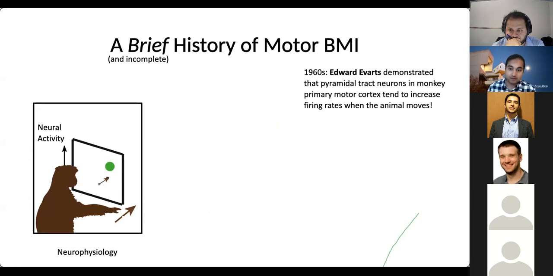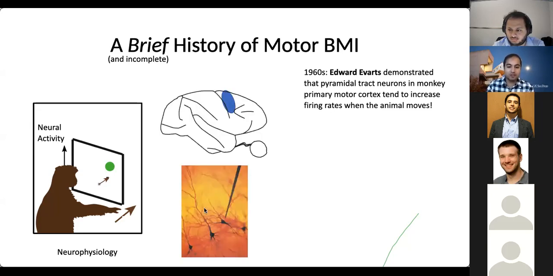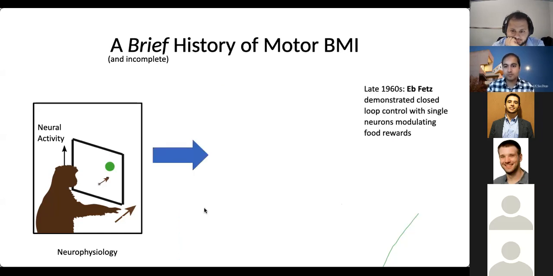Well, we can go back to the 1960s, and I promise this history lesson will be really brief. Back in the 60s, Evarts demonstrated that neurons in primary motor cortex had a relationship to movement. There he was dropping in single electrodes, measuring from neurons, and finding that moving versus not moving, you see changes in the underlying firing rate statistics.